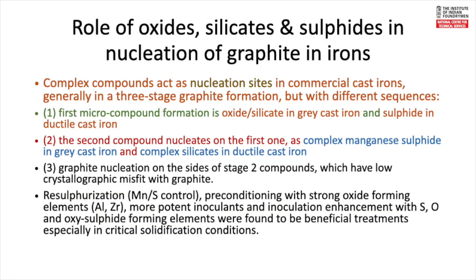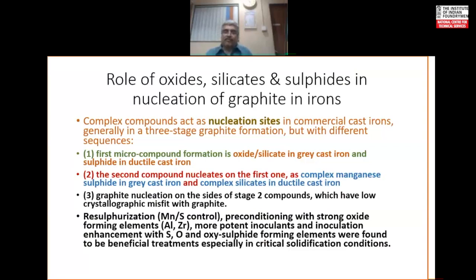And then resulfurization by using manganese sulfur ratio control, preconditioning with strong oxide forming elements, either aluminum or zirconium, large lumps being used in; we will look at preconditioning a little bit later. More potent inoculants which contain sulfur and oxygen and oxysulfides become very beneficial in giving the inoculation treatment effect in critical solidification conditions. That means in adverse solidification conditions also, good nucleation will happen.